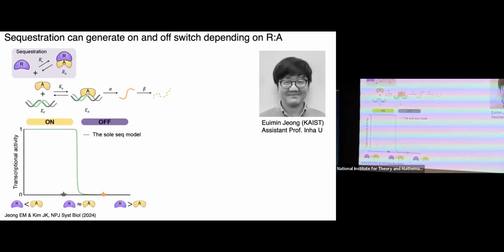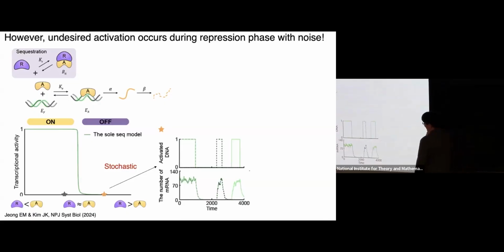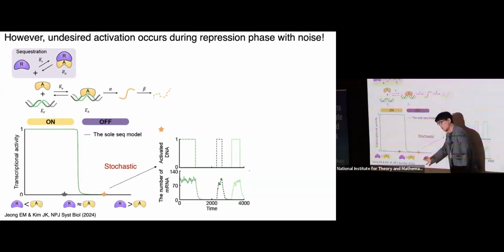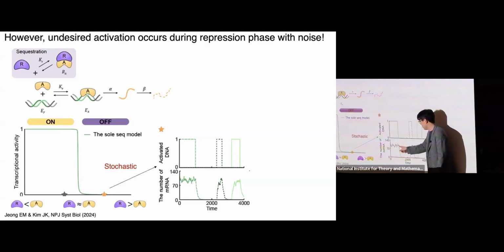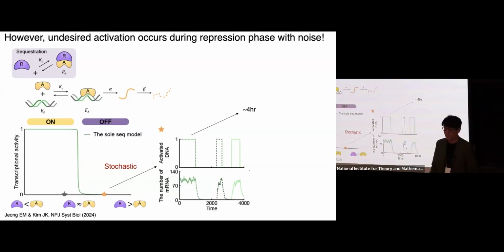Now we performed some stochastic simulation with the Gillespie algorithm, but something unexpected happened. Here, yellow means we have more repressor than activator, so we expect fully transcriptional repression, right? But when we performed the simulation, activation happened. Actually, this is not a transient thing, because this lasts about 4 hours. That means our clock system would be completely messed up.